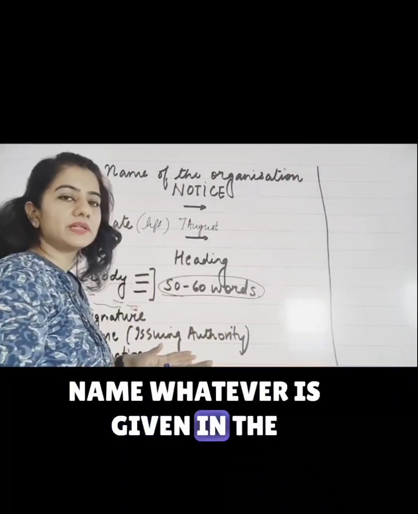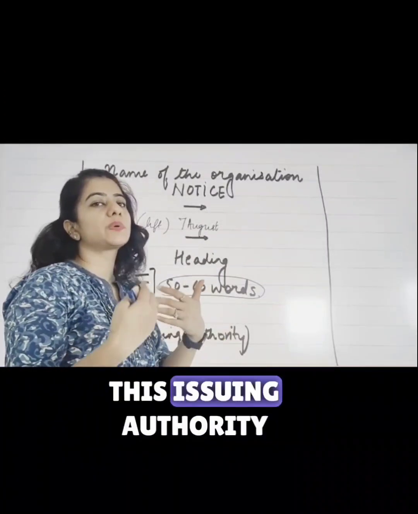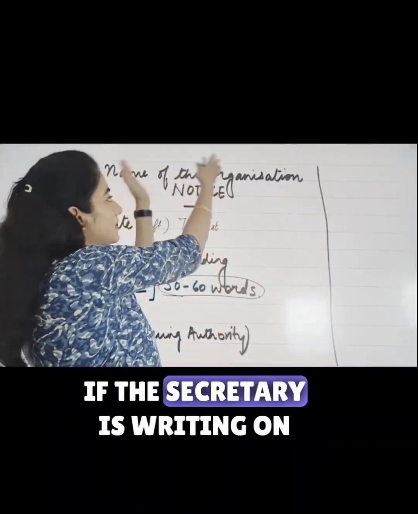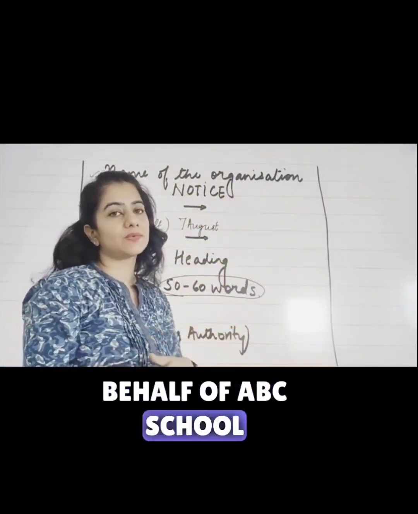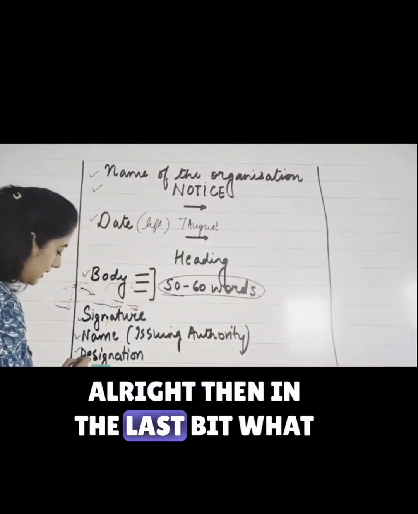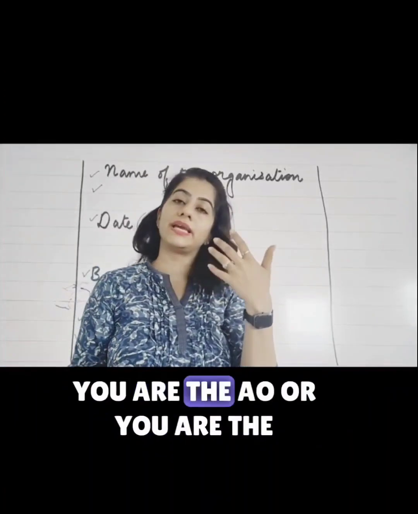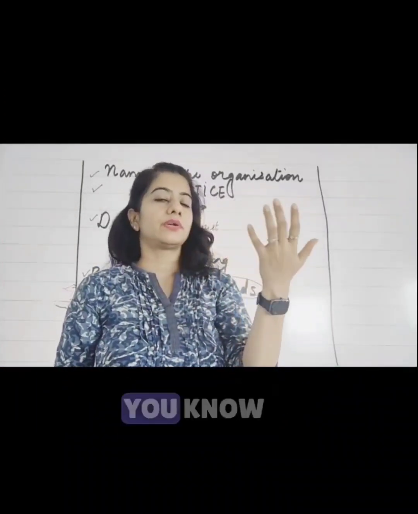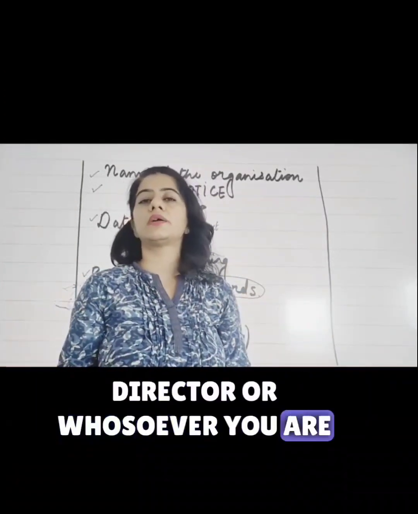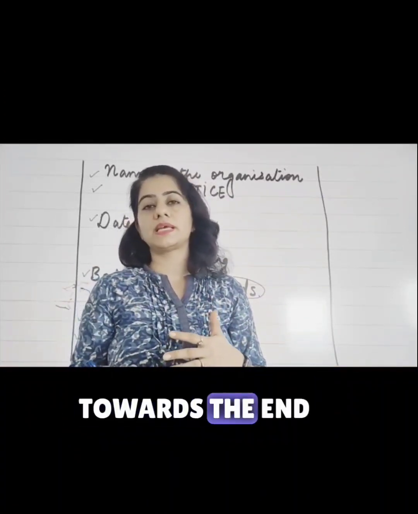Name whatever is given in the question, because that person will become the representative of this issuing authority. For example, if the secretary is writing on behalf of ABC school, then that person's name has to come here. Alright, then in the last bit, what will you write? Designation. Suppose you are the secretary, or the AO, or the director, or whosoever you are, in whatever authority you are issuing this notice, you will be writing that towards the end.